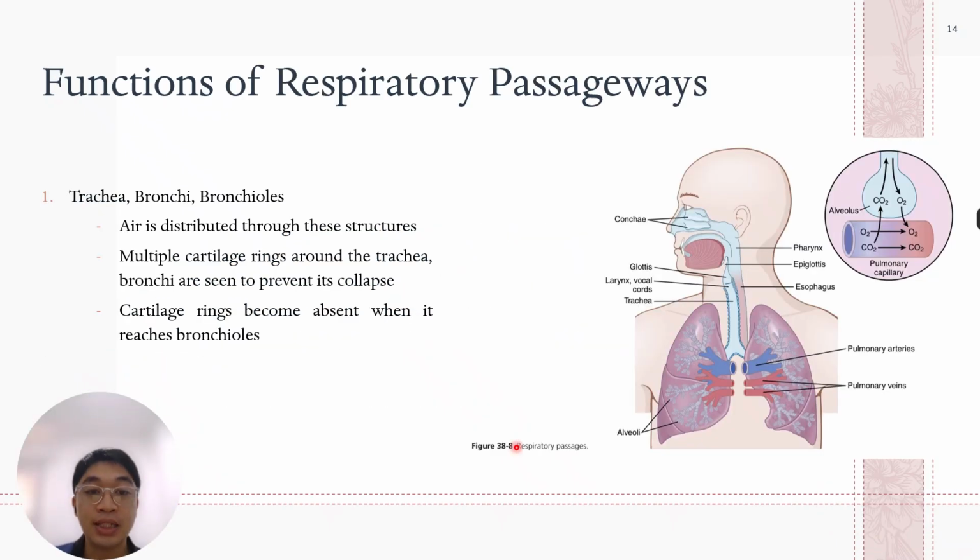Okay. So let us now talk about the different functions of our respiratory passageways. For our trachea, our bronchi, and your bronchioles, the air is distributed through these structures. Take note that around the trachea, there are multiple cartilage rings, and even in the bronchi, there are also multiple cartilage rings. The main purpose of our cartilage rings is to prevent the collapse. Okay? So cartilage rings, however, become absent when it reaches our bronchioles.